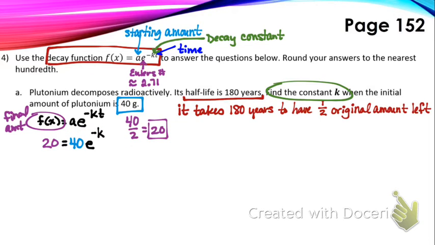Do I have an amount for time? 180 years. And k is getting multiplied to that. What am I trying to solve for? K. Where is k? Yeah. K is part of my exponent.